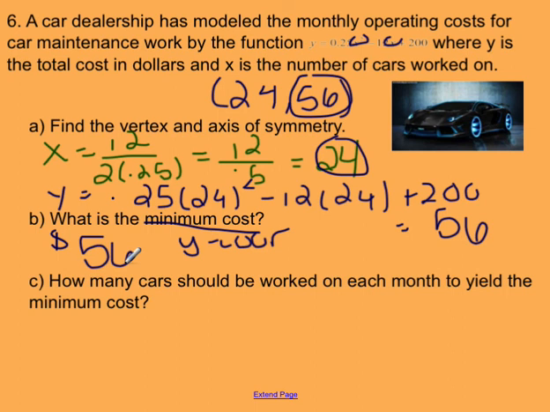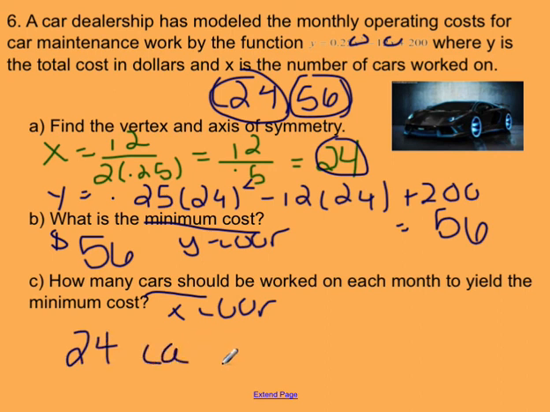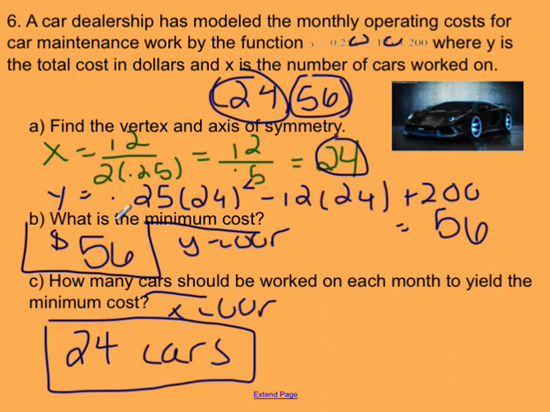Part C, how many cars should be worked on each month to yield the minimum cost? Well, that comes from the x-coordinate of the vertex, which is 24. So we're going to work on 24 cars. So these two right here are your final answers for A and B.